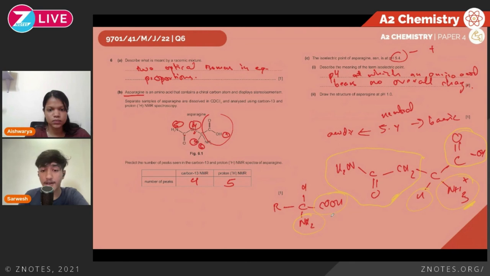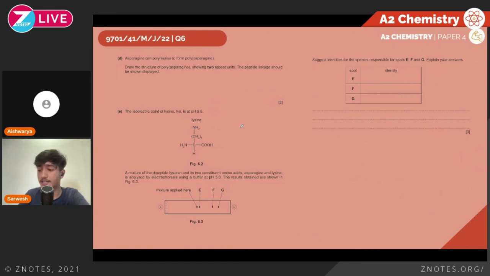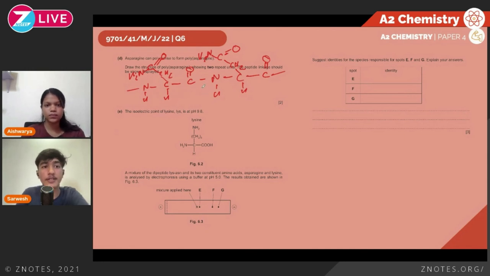Okay, so let's talk about it again. Over here, the peptide bond forms between this acid group and this amine group. So even if you have an amine over here, the peptide linkage will not form with that. The peptide linkage will form with this amine group over here and this acid group. So let's do that. The structure of polyasparagine would be NH, CH, CH2, CO, NH2, CO, NH, CH, CH2, C double bonded O, NH2, CO. Okay, so this is the structure of polyasparagine.